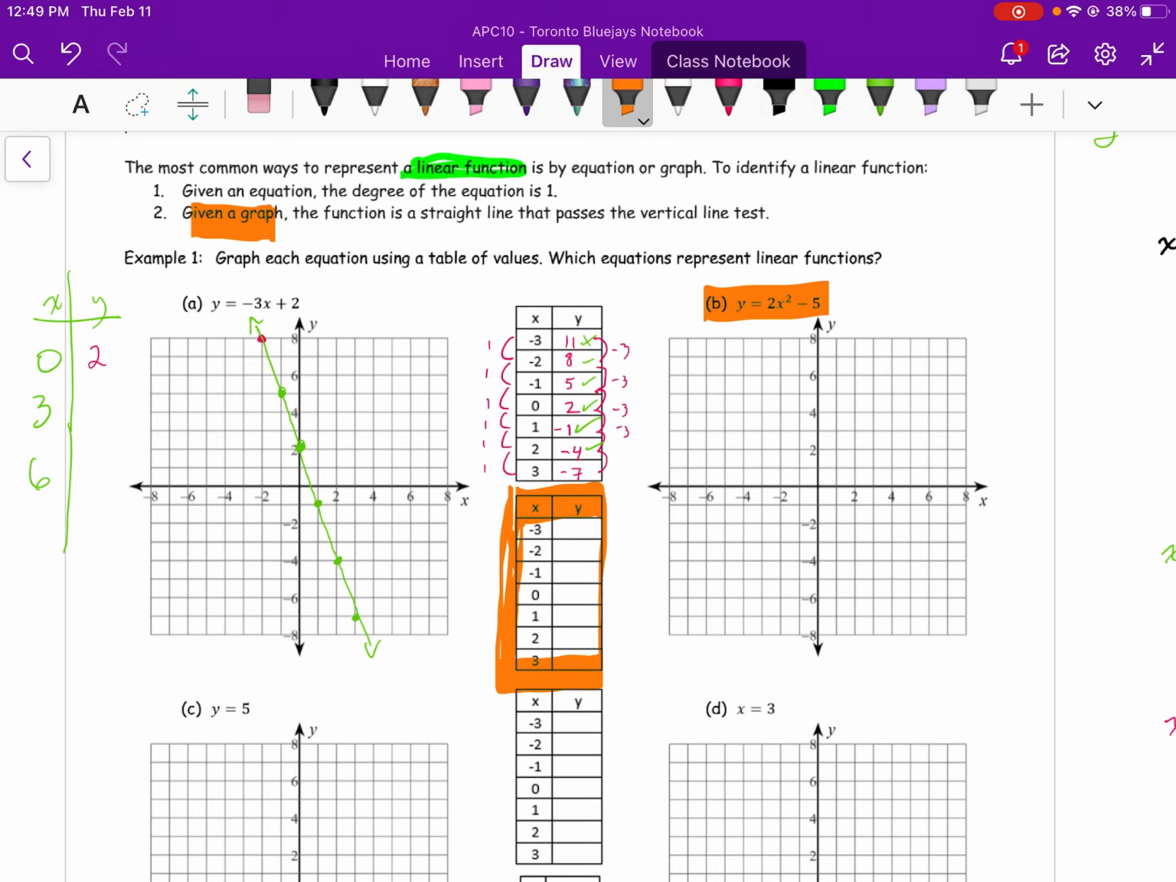For instance, if x is equal to -3, what is y? I'm going to calculate that. If x is -2, what is y? If x is equal to -1, what is y?